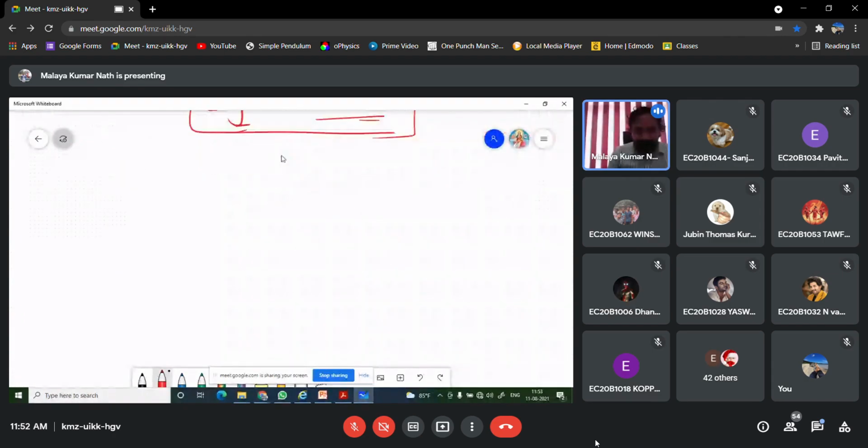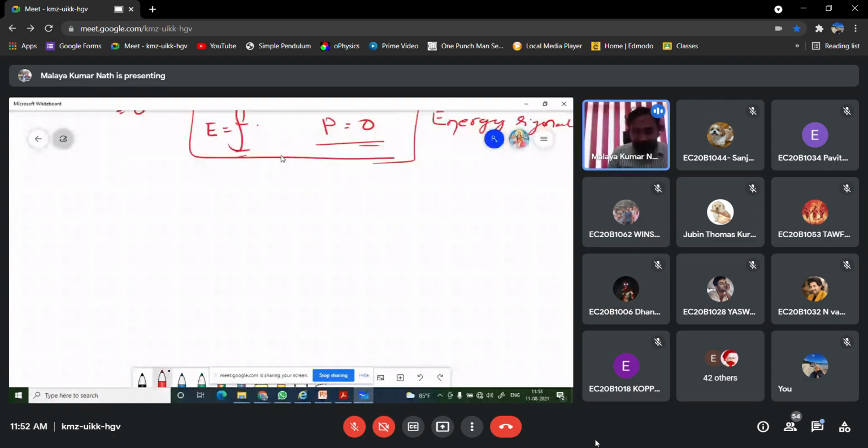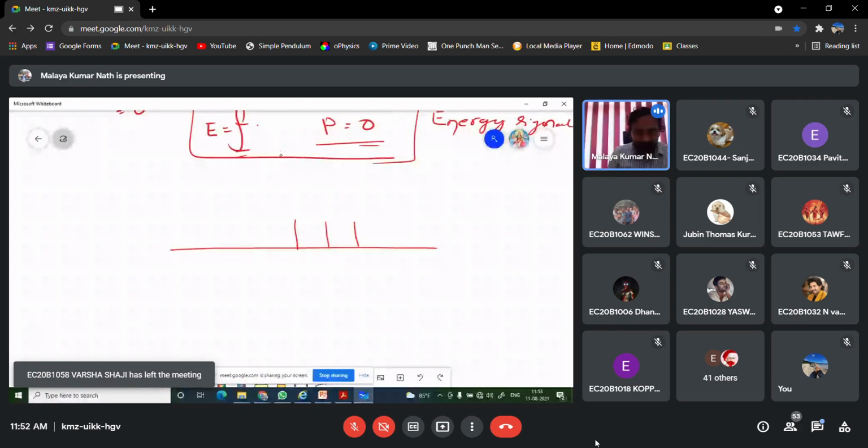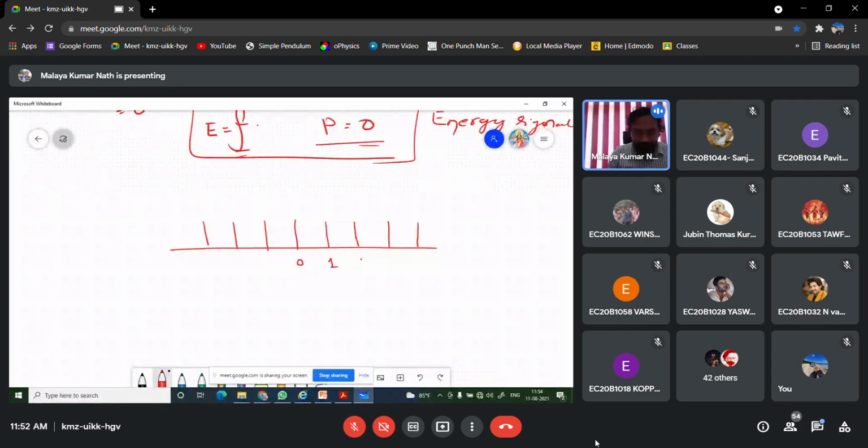Suppose a signal is present. In case of a discrete signal, the signal is present for discrete intervals of time. Yes or no? Yes, sir. Very nice. Suppose this is your 0, this is 1, 2, 3, and this will be -1, -2, -3. Suppose I take from -N to +N, that is -3 to +3.